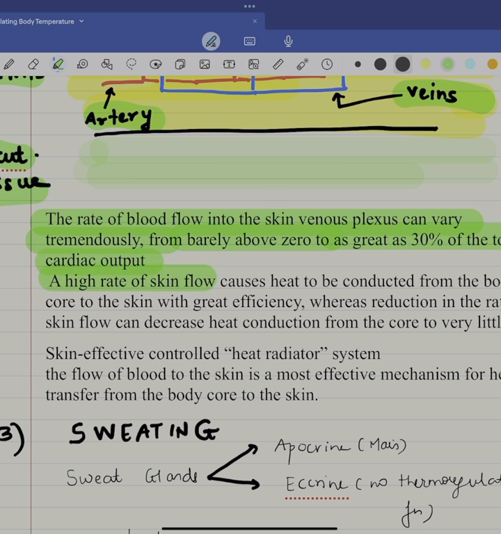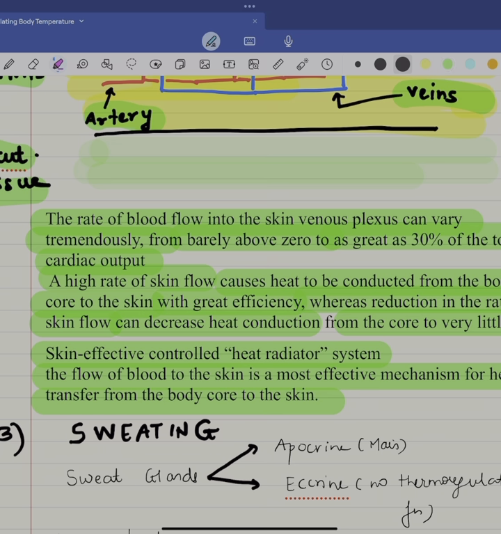A high rate of skin flow causes heat to be conducted from the body core to the skin with great efficiency, whereas reduction in the rate of skin flow can decrease heat conduction from the core to very little. The skin is an effective controlled heat radiator system, and the flow of blood to the skin is the most effective mechanism for heat transfer from the body core to the skin.